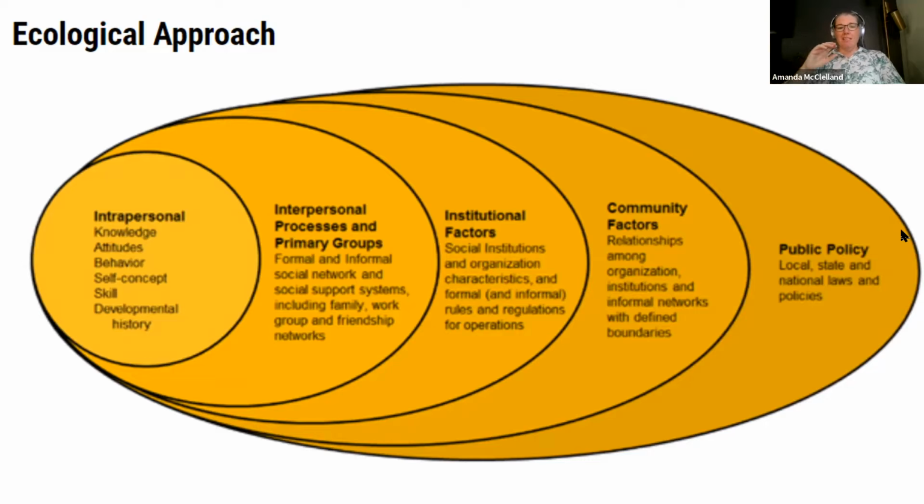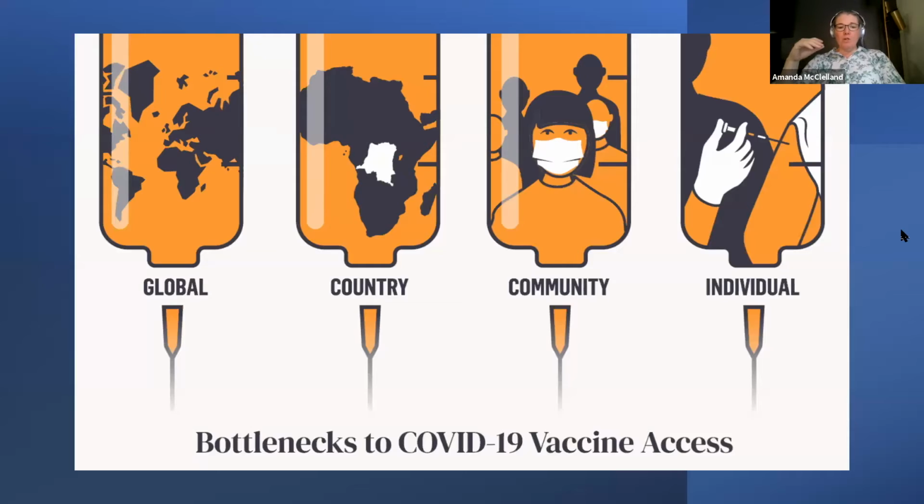So we start to think about these barriers along this pipeline, but also in terms of bottlenecks at the global level, the country level, community level, and individual level. So it's quite complex thinking about that ecological model at each of those levels to make sure that you're identifying the pieces of the supply chain and the movement of vaccine from production all the way into a patient's arm. There are a number of challenges to get there.